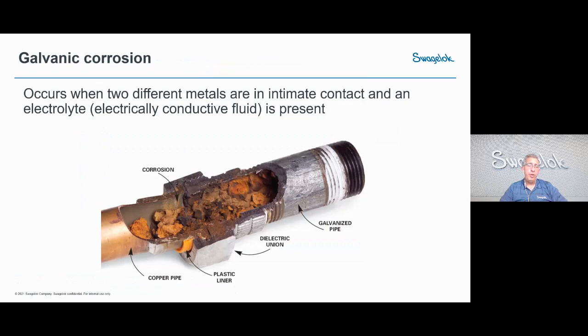Another type of corrosion that's very common is galvanic corrosion. This is where two very dissimilar materials, from an electrochemical potential perspective, are in contact with one another and also in contact with what we call an electrolyte, some type of fluid that can help to complete the electrical circuit, which would drive this particular form of corrosion.